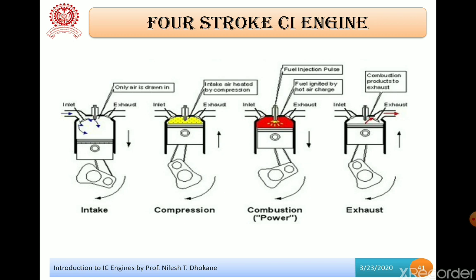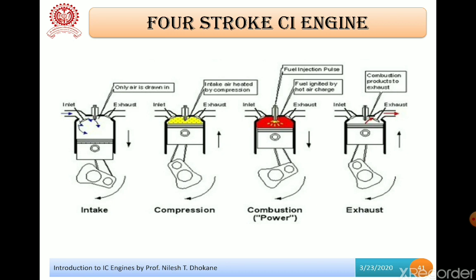Here you can see, similarly to the SI engine, we have the 4 strokes of the CI engine. The strokes are the same: the suction or intake, compression, then combustion and exhaust. The only difference here is that the combustion starts due to the increase in temperature of the air, which gets compressed. Here no spark plug is provided, and fuel is injected at the end of compression. During the intake stroke, only air enters the combustion chamber, and fuel is injected at the end of the compression stroke, when due to the compression the air temperature is increased, and due to this increased temperature, the combustion process starts.